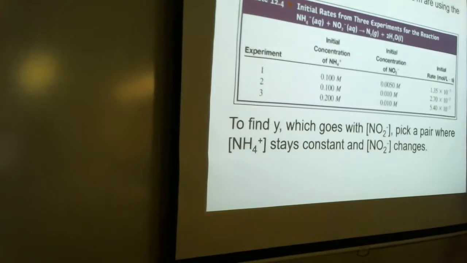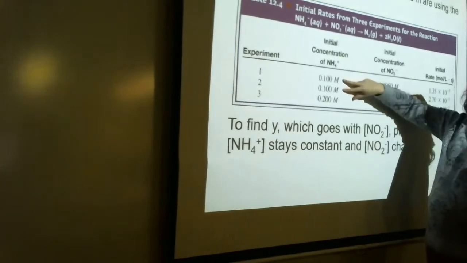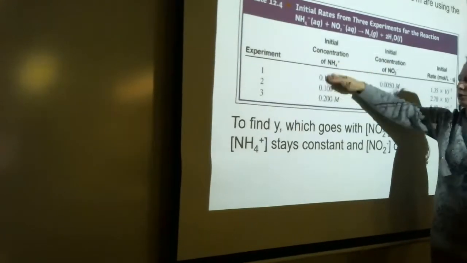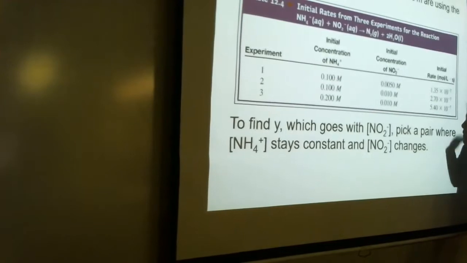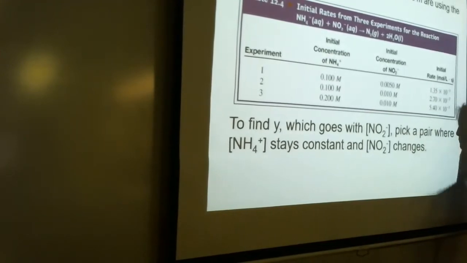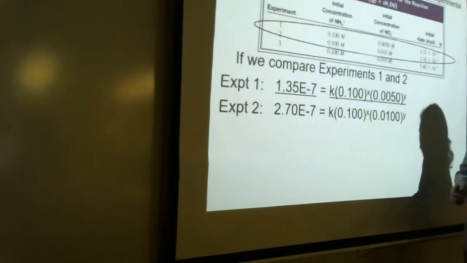1 and 2, right. Because we want ammonium to be the same, so that when we divide them by each other, these two are the ones that go away. And then this is the one changing. Okay? So we're going to do the exact same thing again. We're going to plug in our values.